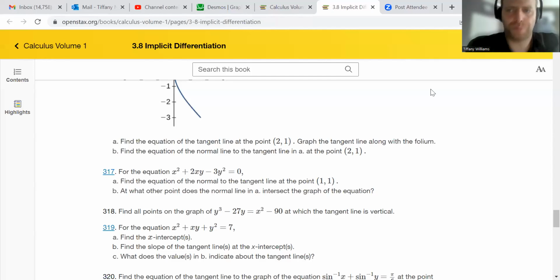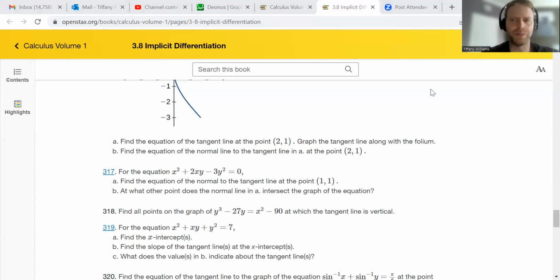All right. So I got a couple more problems for you. This next one takes a little bit different approach. Still uses implicit differentiation, but just the types of questions that are being asked. So it says for the equation x squared plus 2xy minus 3y squared equals 0, part A says find the equation of the normal to the tangent line at the point 1, 1. Now, normal means perpendicular. That's math speak for a perpendicular line.